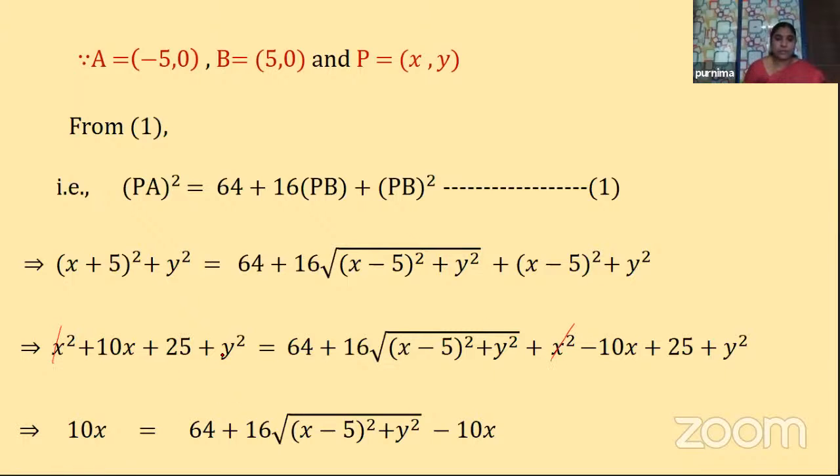Next is y square term, and here also we have a y square term. Both are cancelled. And next what else we have? Same term 25. Yes, you are right. 25 and 25 are also cancelled. So what are left here? 10x is left on the LHS, and here on RHS we are left with 64 plus 16 under root x minus 5 whole square plus y square minus 10x. So these are the terms which are left.